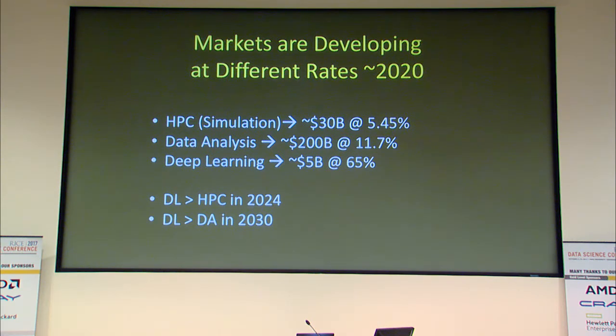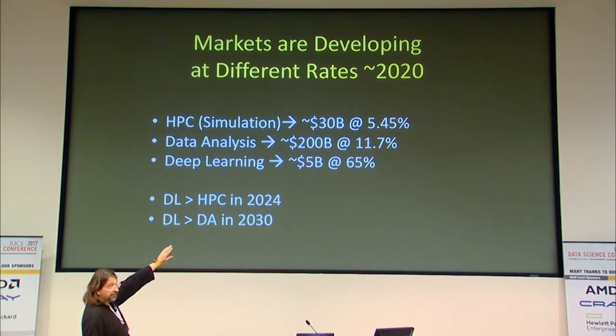If you look at HPC, in 2020 it's estimated to be about a $30 billion market, but it's growing at about 5%, kind of like the Chinese economy. Data analysis is growing faster, and it's bigger because it sweeps in more general data center type stuff, maybe growing at 11%. And deep learning is growing like crazy, 65%, but it's still pretty small in 2020.